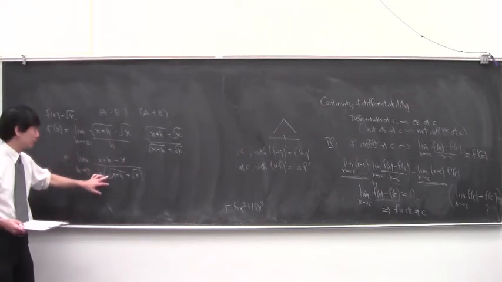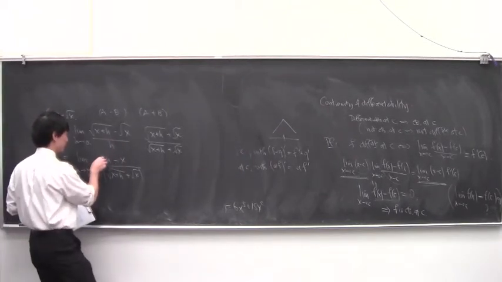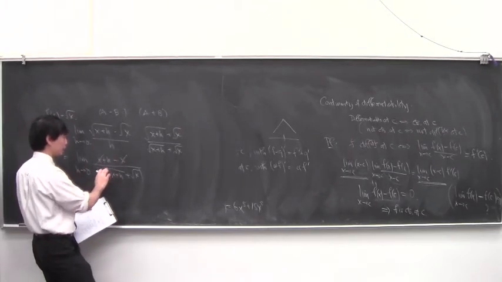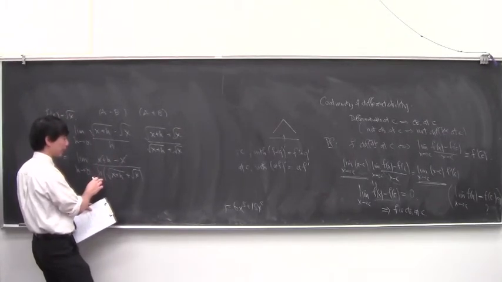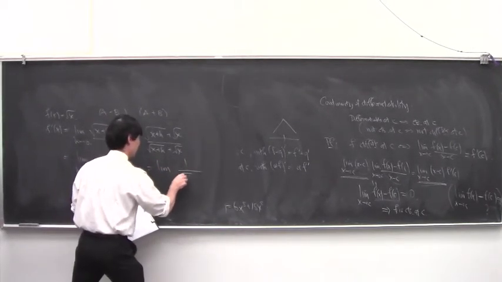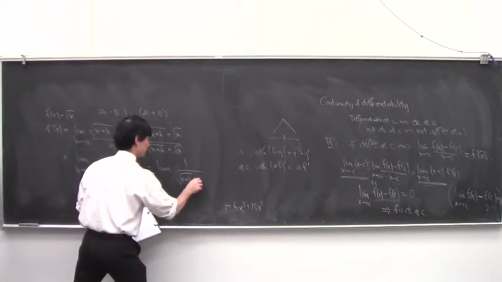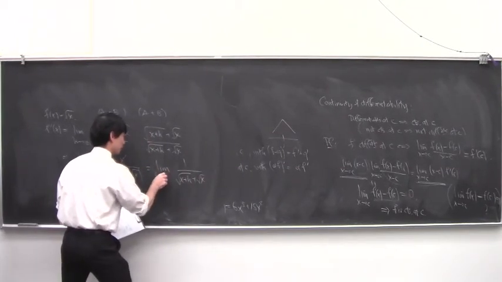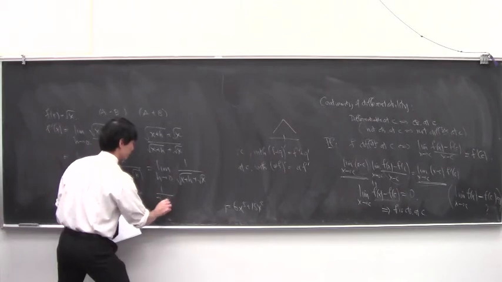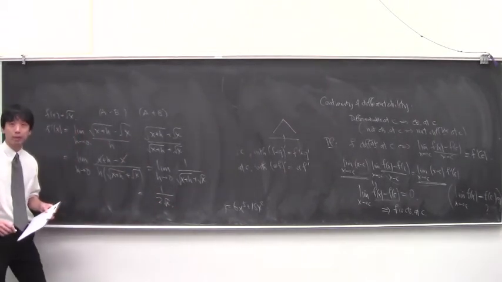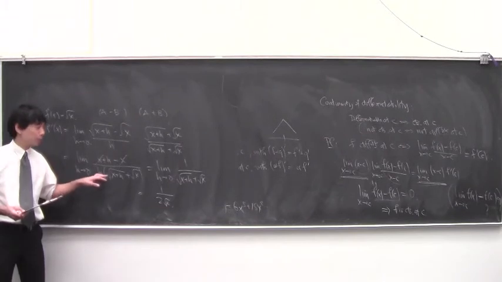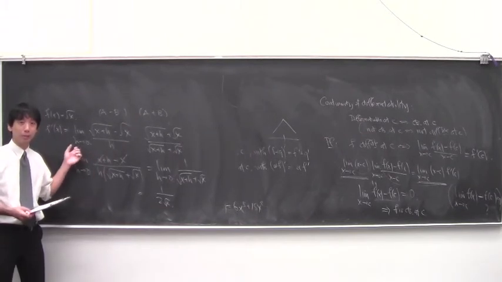Everyone all right? I'm sorry to keep you over. Let me just rush through it. So what you get, the x's cancel off, right? You get h on the top, h is a factor on the bottom, and you end up with the limit of 1 over root x plus h plus root x as h goes to 0. And so you get 1 over 2 root x, which is what you would get if the power rule were true for x to the 1/2.